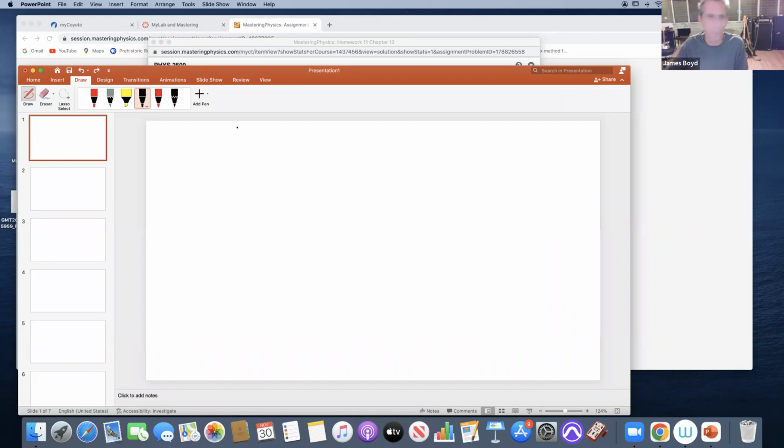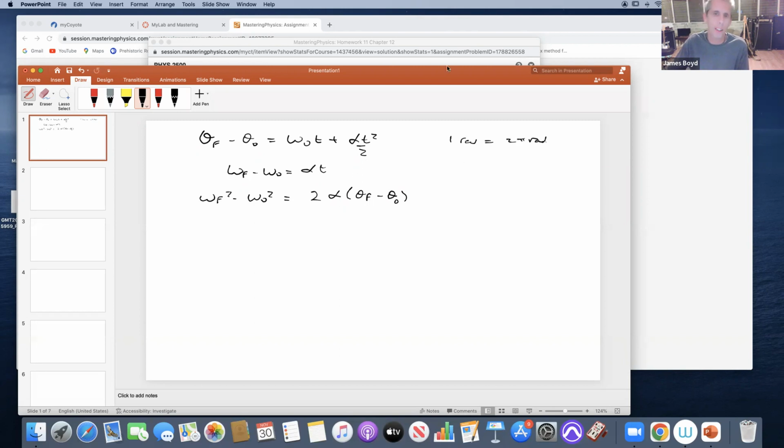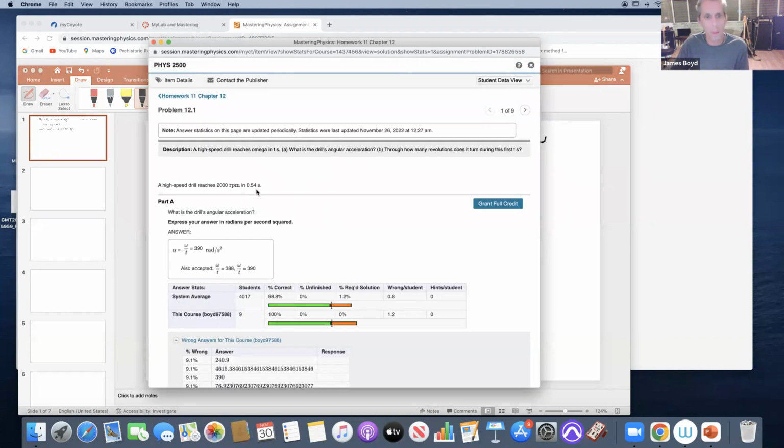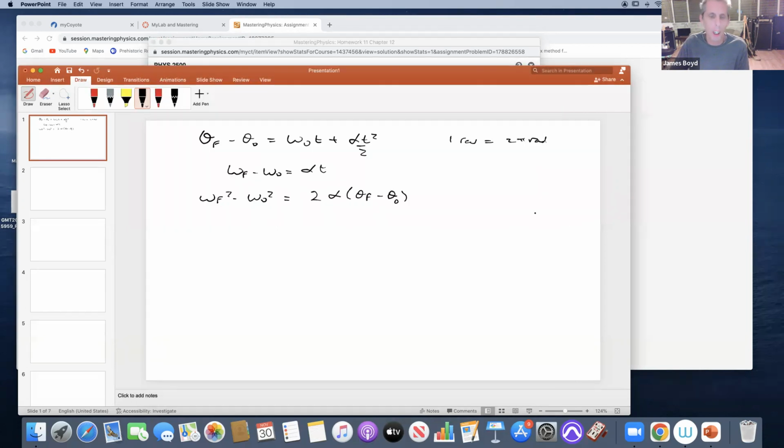Don't forget, way back when we first did rotation, that we have the following variables: theta final minus theta initial is omega t plus alpha. We have omega final minus omega initial is alpha t, and we'll use this one. That's for constant torques or constant angular accelerations. We also have that one revolution is 2 pi rad. We're going to have to convert in this problem from RPM to angular acceleration. So a rev per minute, we need to turn into a rad per second.